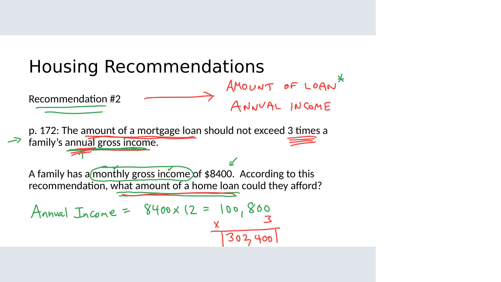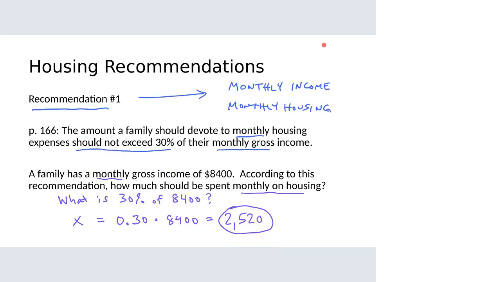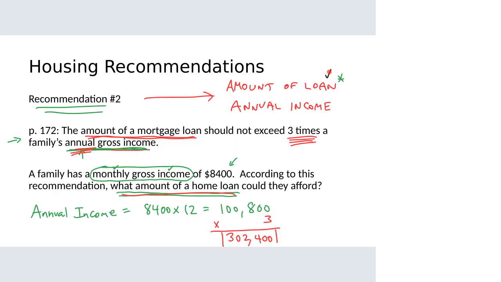So to review those two recommendations, recommendation one is about monthly income and monthly housing. If we know how much a family makes in a month, we multiply by 30% to find out what they could spend on housing in a month. Recommendation two is about how much they could borrow compared to what they earn in a year. We may not be given what they earn in a year, but if we're given the monthly gross, we can find the annual income by multiplying by 12. So now we have that annual income, and we just need to multiply that by 3 to find out the amount of a loan that they should max out at.